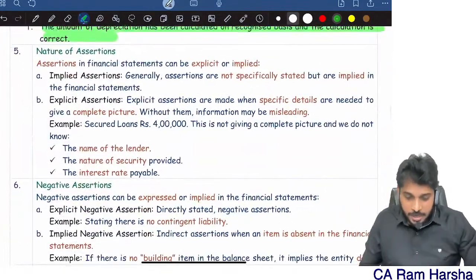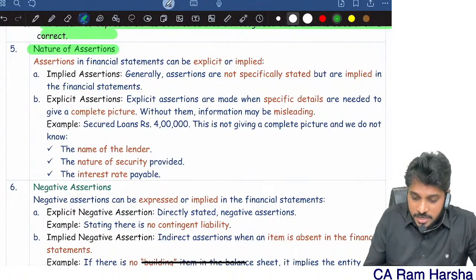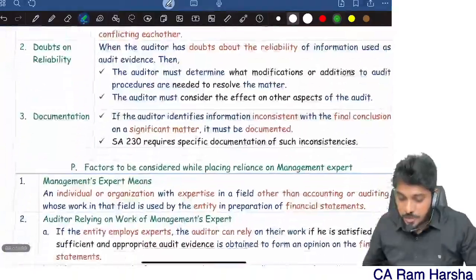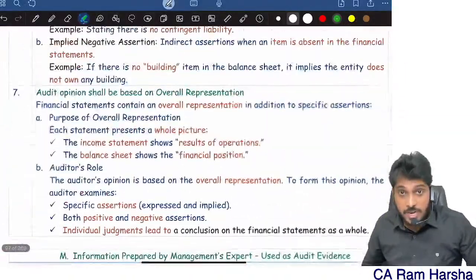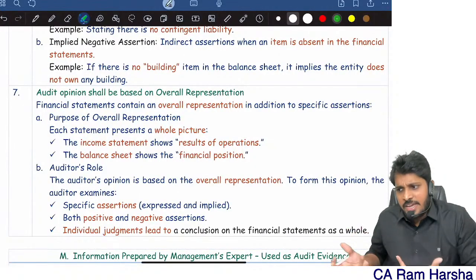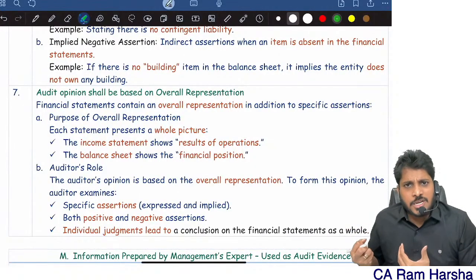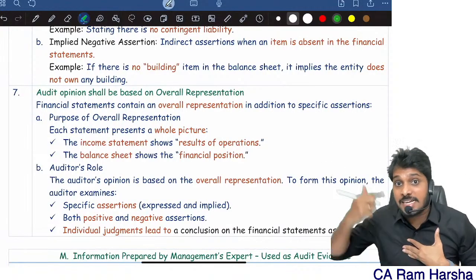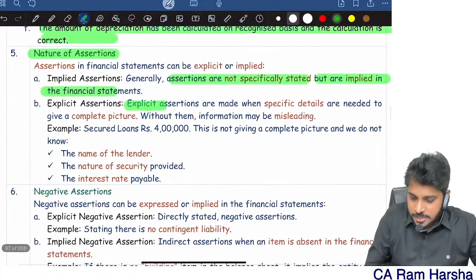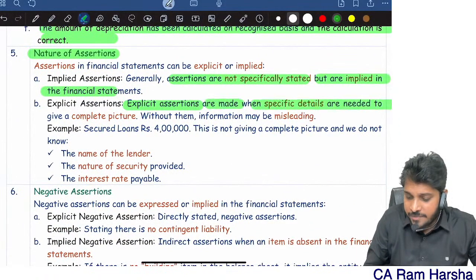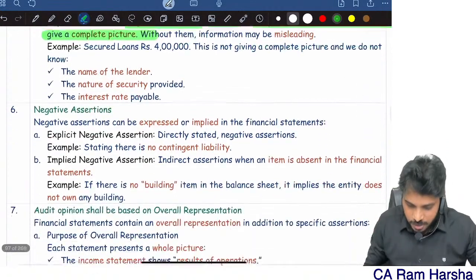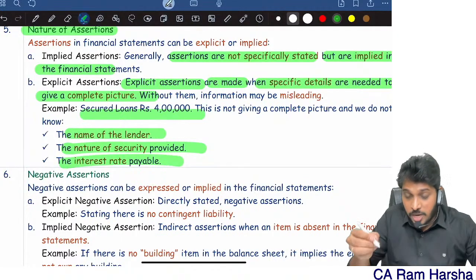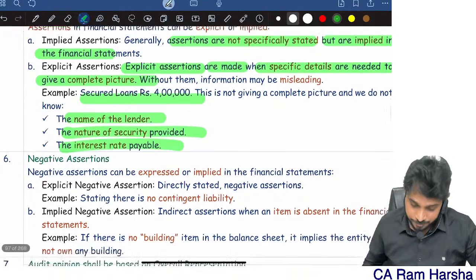Now further, the nature of assertions. Generally, assertions are not specifically stated but are implied in nature. For example, here we showed plant and machinery of 2 lakhs. Indirectly, we are concluding that the plant and machinery is owned by the company. The balance sheet does not say own plant and machinery; it simply says plant and machinery. Ownership we are assuming. That's an implied assertion. Some explicit assertions are made when specific details are needed to give a complete picture. For example, secured loans 4 lakhs: the name of the lender, the nature of the security, the interest rate payable. If we mention them specifically, then that's explicit.